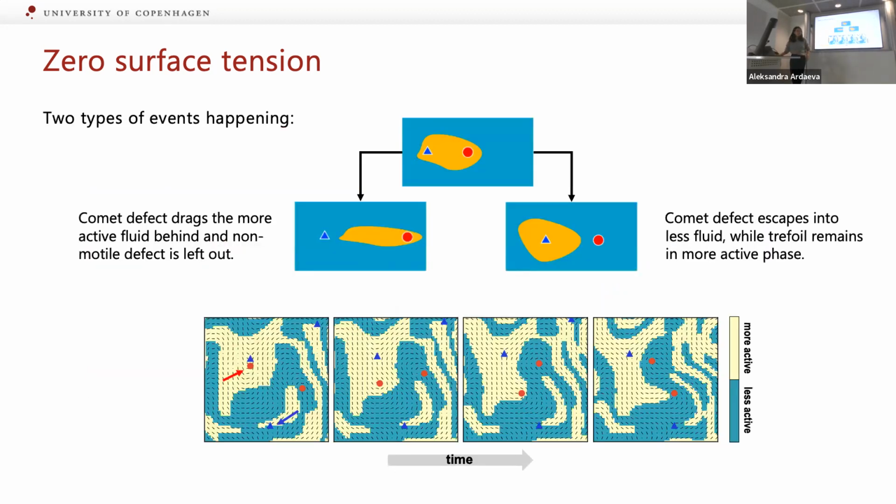To try to explain that, we had a lot of painful hours looking at simulations and trying to see what the defects actually are doing. And we identified two scenarios. This is just a schematic picture. If you imagine a more active fluid in yellow surrounded by less active fluid in blue, and you put a pair of defects in the more active fluid, there are two options. First, the plus half defect would carry along the more active fluid, so it will move with it, leaving the minus half in the passive fluid. This way, the more active fluid is positively charged and the less active is negatively charged.